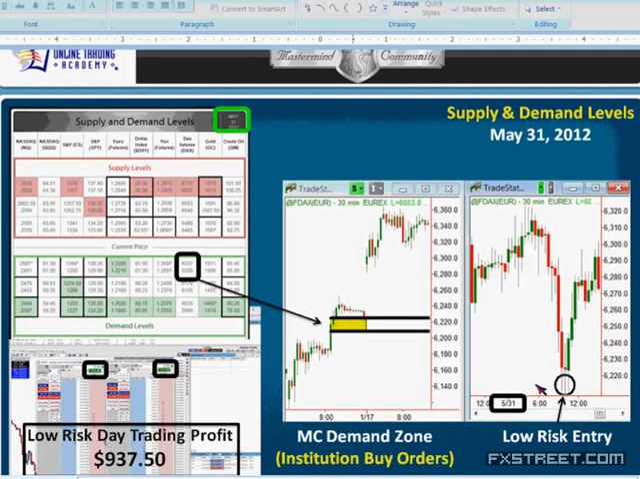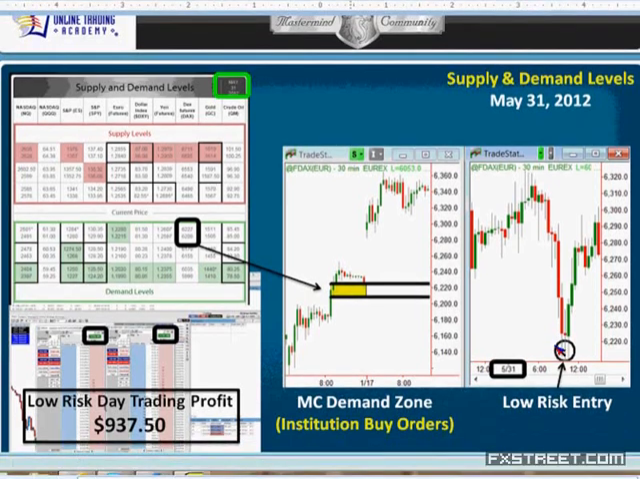This is the demand level I found here. Here we bought, and for a very short-term trade, made a little over $900 pretty quick. But take a look. Look at where the level is drawn. Even though this isn't a currency chart, it's exactly what we want to do in the currencies too. This will be a big edge for you. Notice how the level is drawn here.